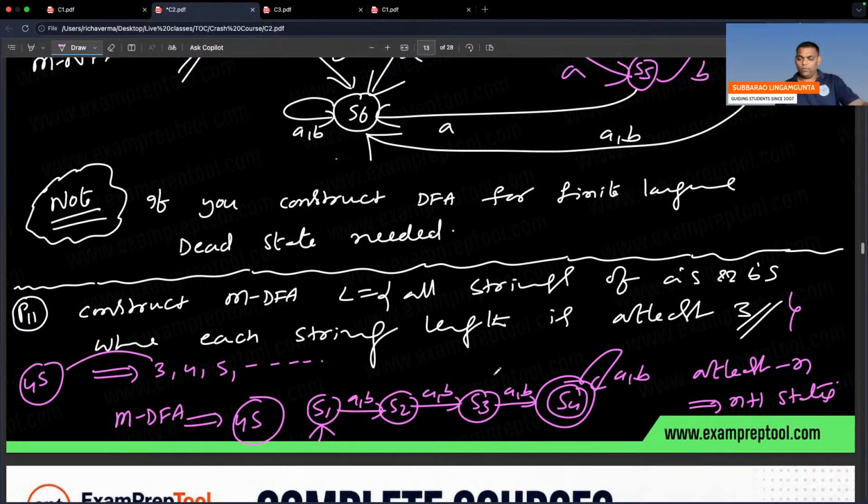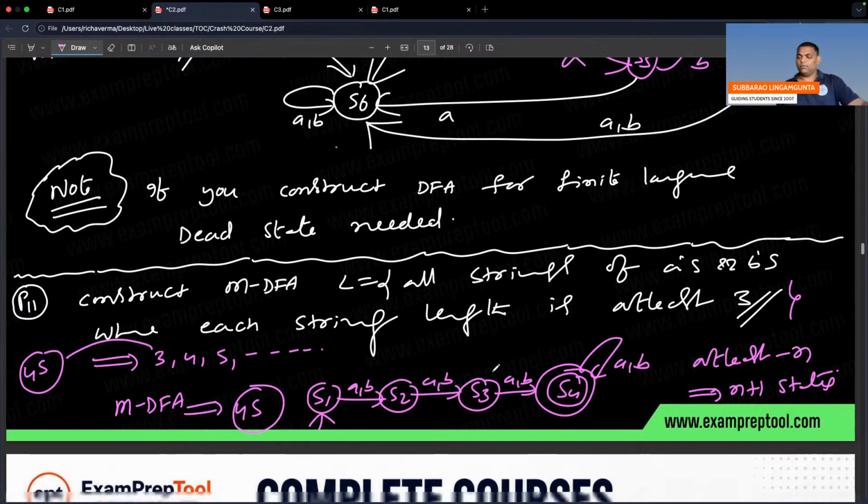Right? Be careful. Every DFA is an NFA. Because of no dead state. In the NFA, no dead state. Here also no dead state. So if a question is given, same thing, minimal NFA, same story, I think.